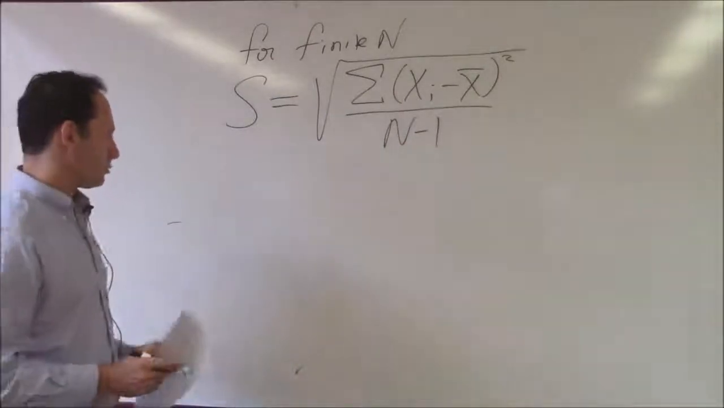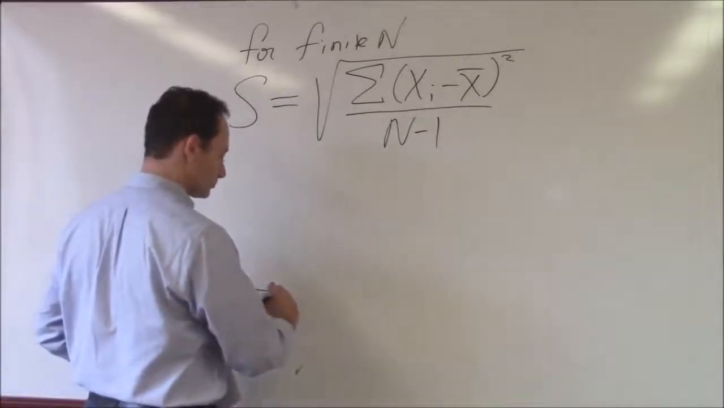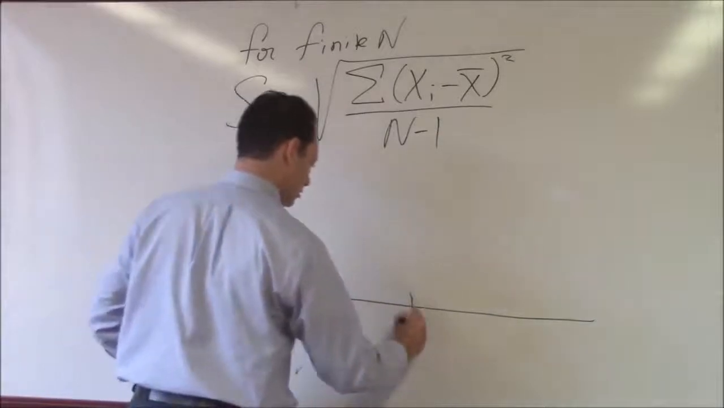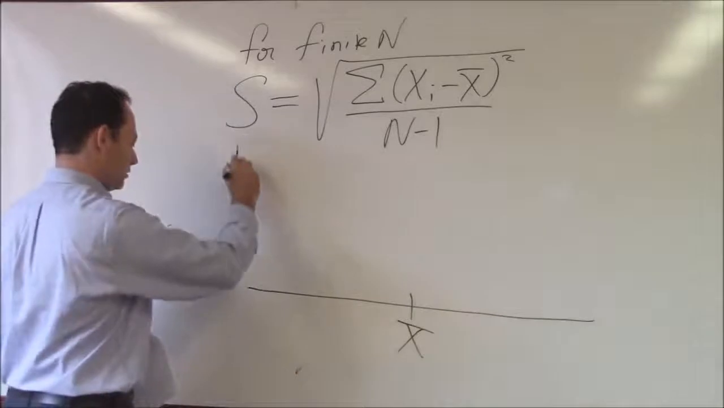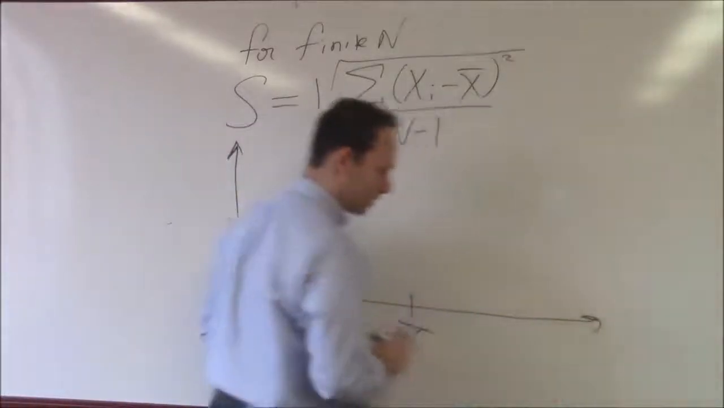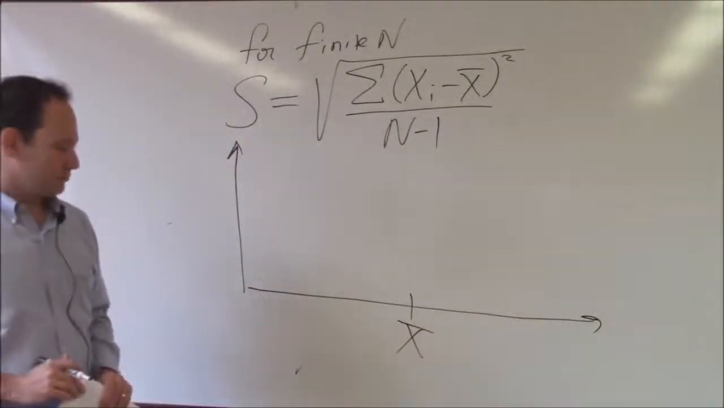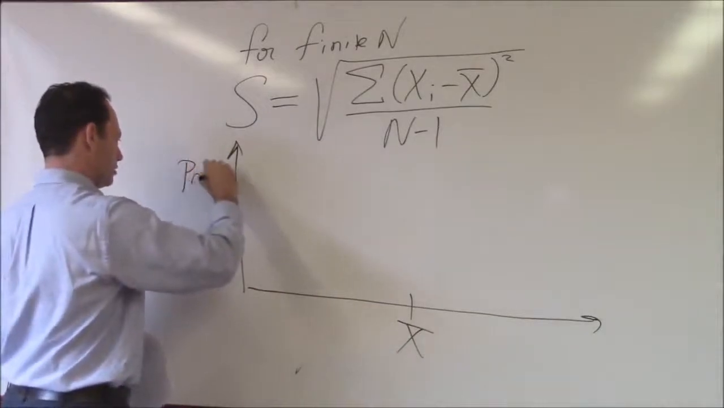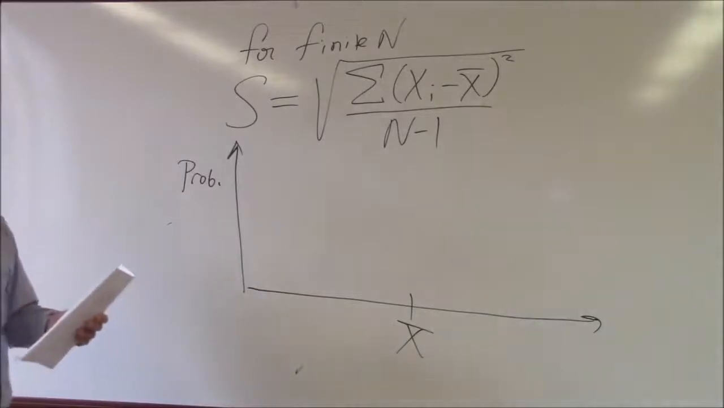All right, so how can we interpret the standard deviation? So let's say you've got your sample mean here, and I'm going to plot on this x-axis. This is just the number line. This is values of x. And over here is the probability of you actually observing this measurement.